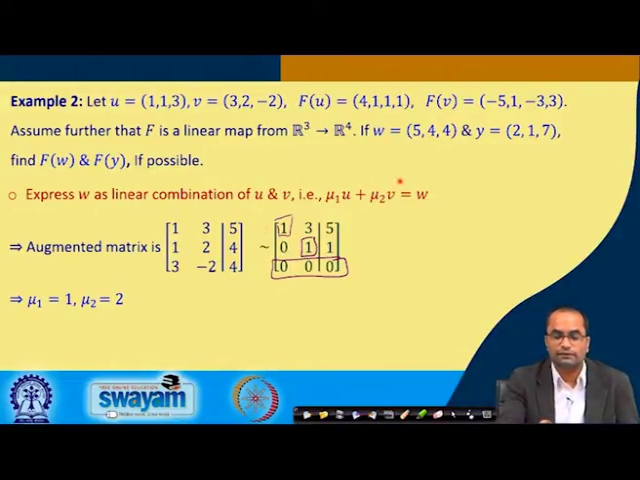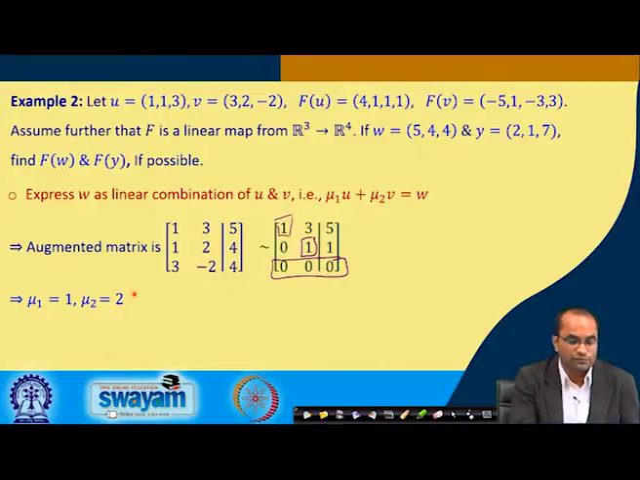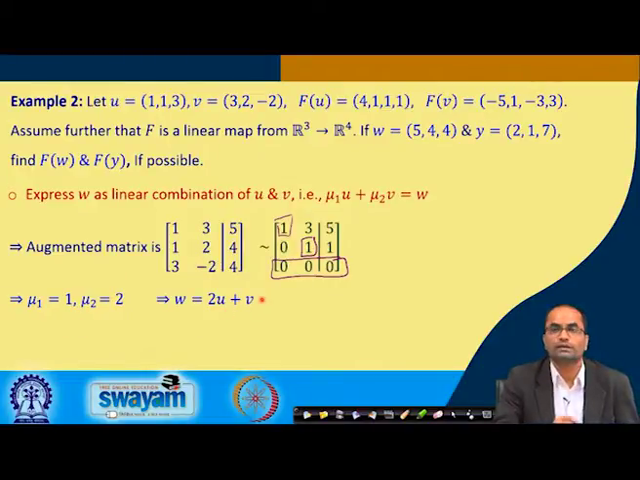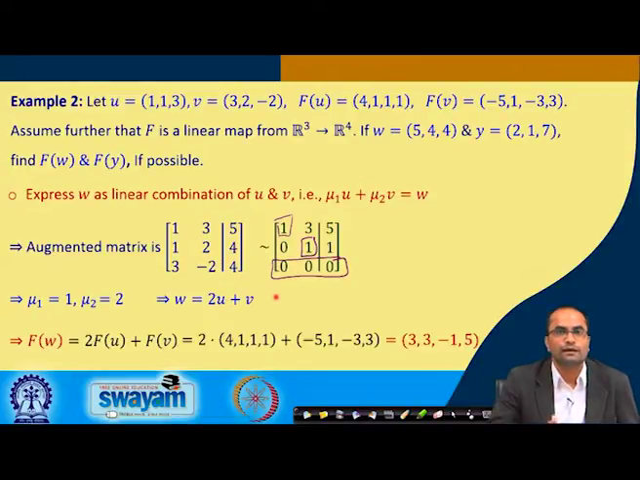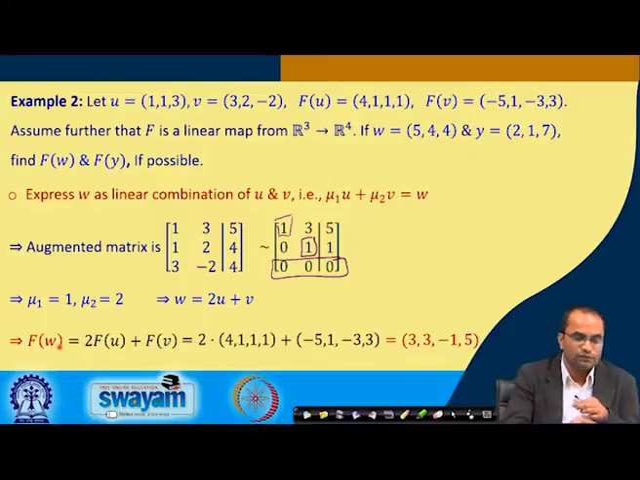We have solved that we can represent w in terms of u and v as u plus 2 v. So, w is 2 u plus v, and once we have this relation, we can now apply the linear transformation. So, f(w) will be 2 times f(u) plus f(v), and we know f(u) and we know f(v), and then we add them to get (3, 3, -3, 5). So, the key point here was that we represented w as a linear combination, and then we applied the linearity of this map to get the value of f(w).